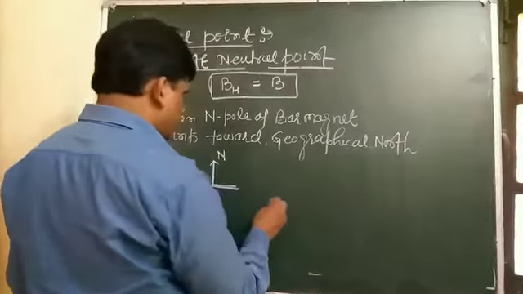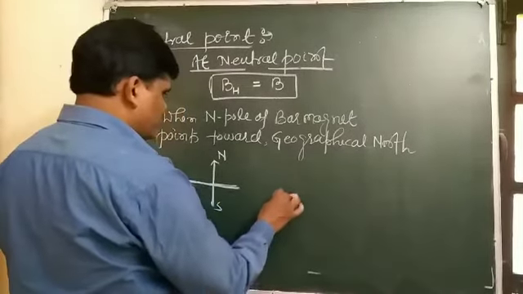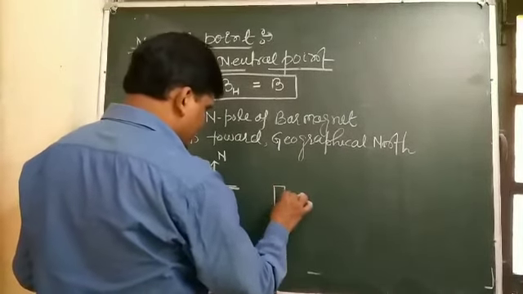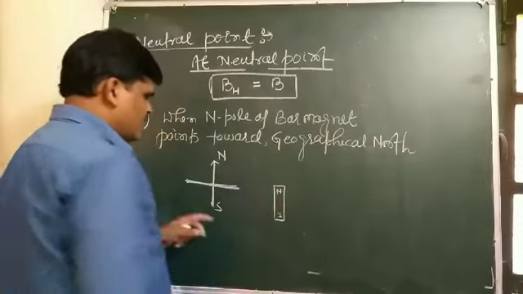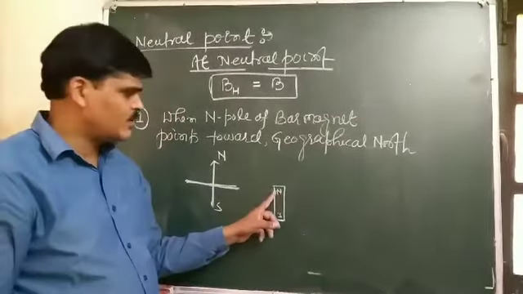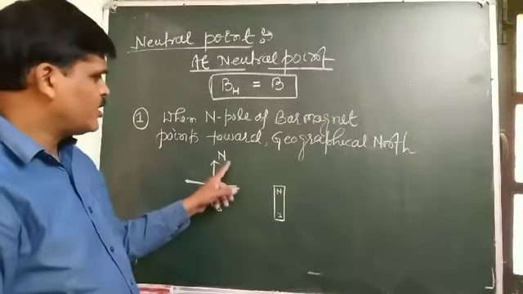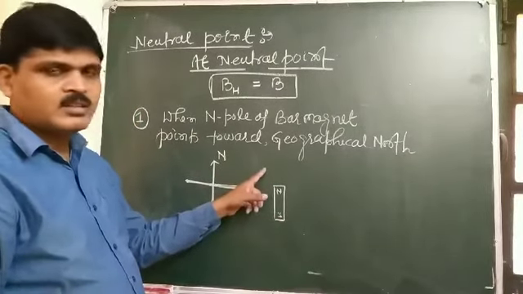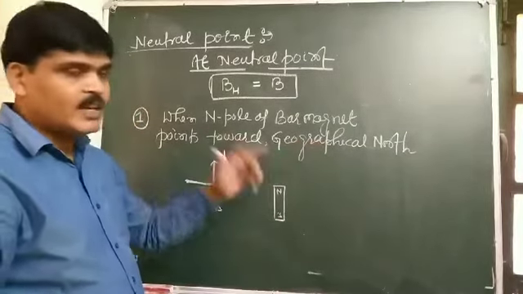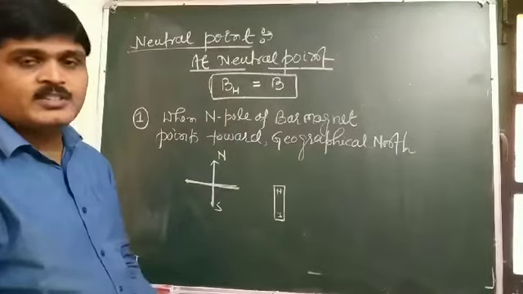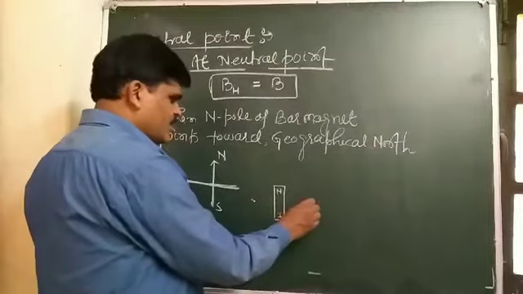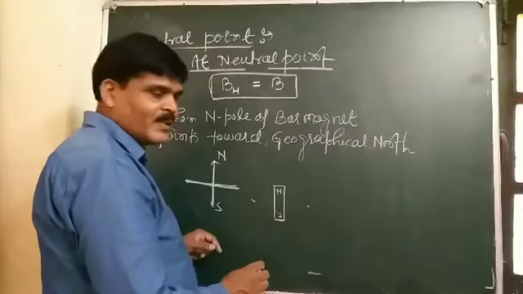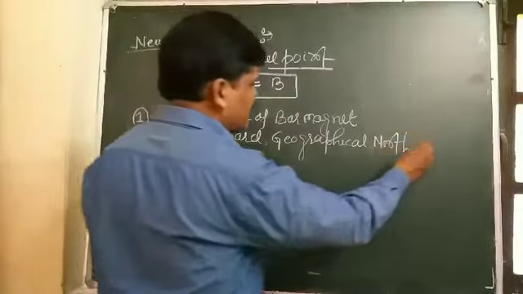So student, when the north pole of a bar magnet points toward the geographical north, in that case the neutral point is obtained on the equatorial point of a bar magnet.